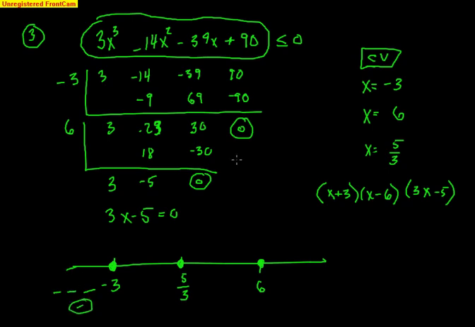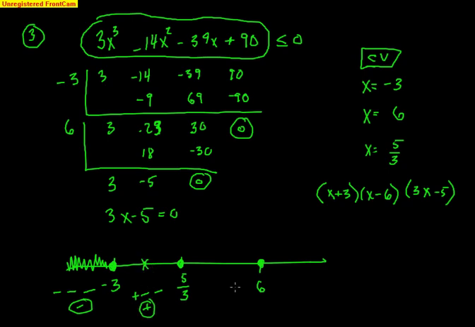And I am looking for values less than 0, so I like these numbers. Any value from negative 3 to 5/3, 0 is an easy one to pick there. So 0 plus 3 is positive. 0 minus 6 is negative. 3 times 0 minus 5 is a negative. And 2 negatives make a positive times a positive do make this a positive, which I'm not really interested in.